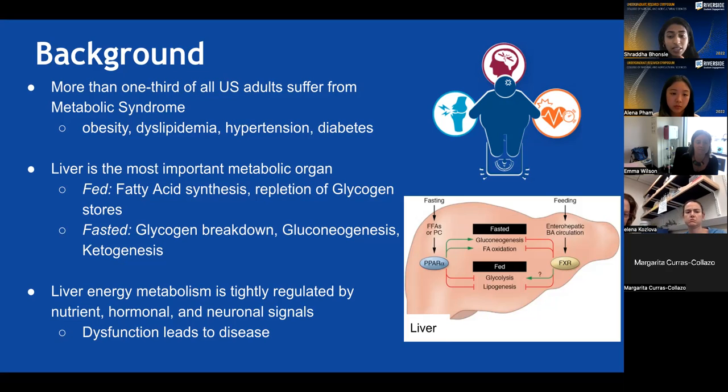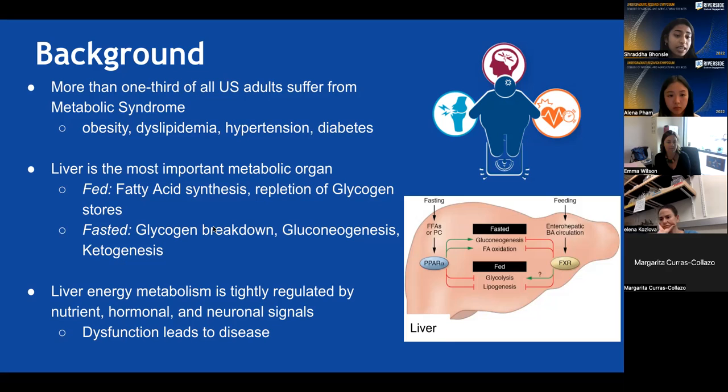Just to begin, to first understand metabolic disease, you really have to understand the most important metabolic organ in our body, which is the liver. The liver is very critical to maintaining homeostasis of metabolism in our body, and all the signaling pathways are very tightly controlled for this reason. During prolonged fasting periods, we see glycogen breakdown and ketogenesis, and during a fed state, we often see fatty acid synthesis and a repletion of these energy stores.